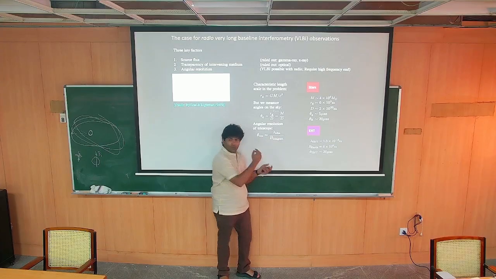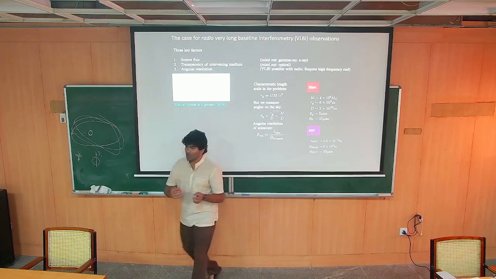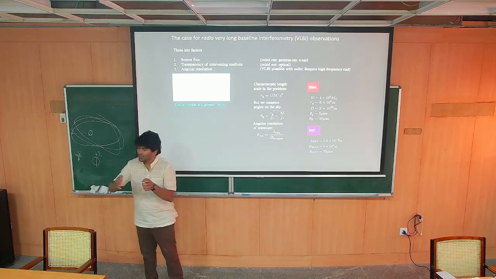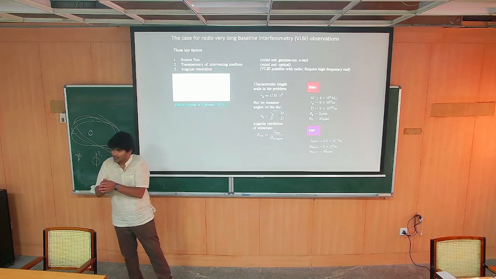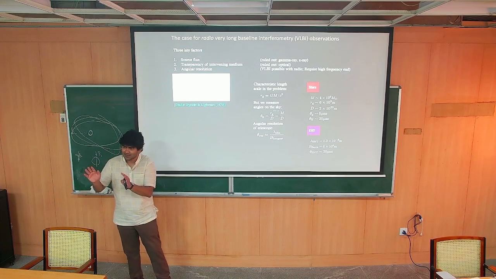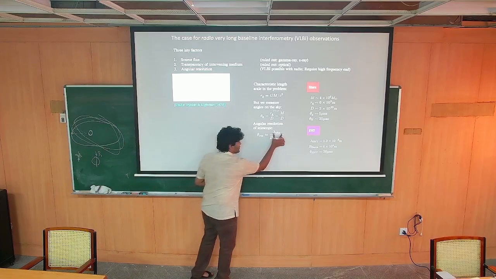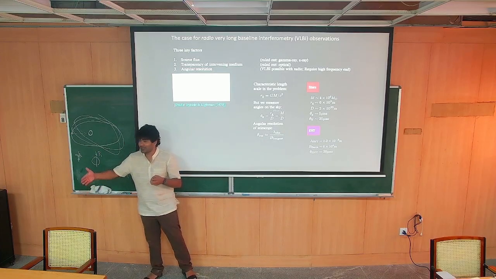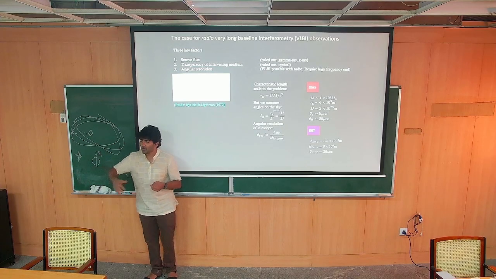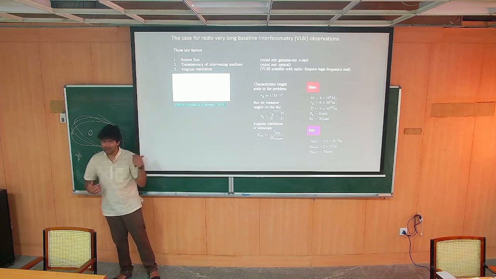So you want lambda to be as small as possible. Of the radio frequencies, you want the highest frequency radio, the smallest wavelength. Okay? Is it making sense? That's why we choose high frequency radio, 230 gigahertz. It's very high frequency radio. If you go much higher, then doing the kind of technique that I'm going to describe is nearly impossible. It's very hard to do this technique.